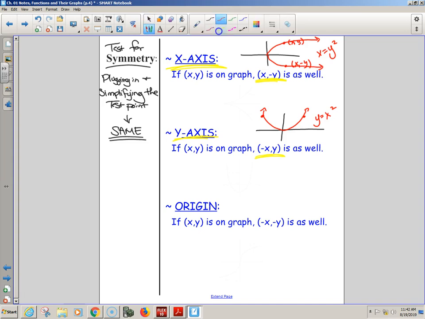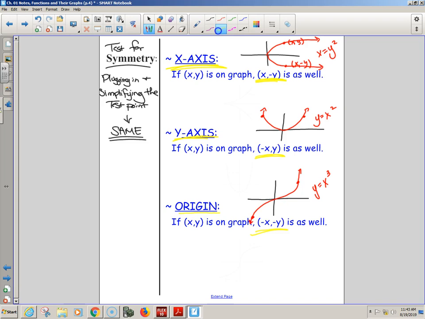Origin symmetry, he's the funny one. If you have a point in the first quadrant, the match is in the third quadrant. Maybe you got that by looking at the point. This one, in a way, has to fold across and down. The x has to be opposite and the y has to be opposite for any given point. A good example would be y equals x cubed.